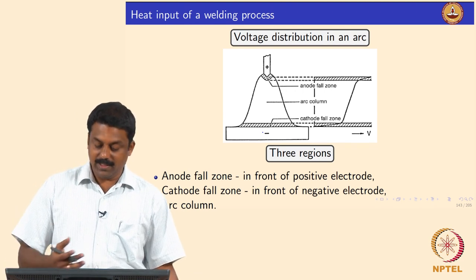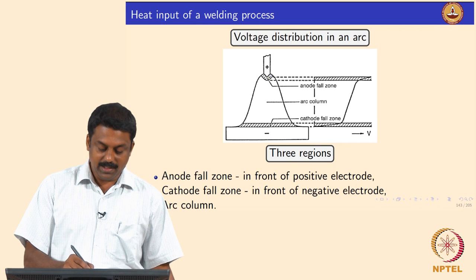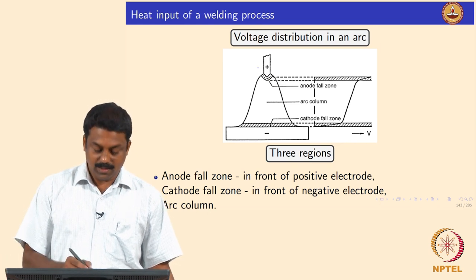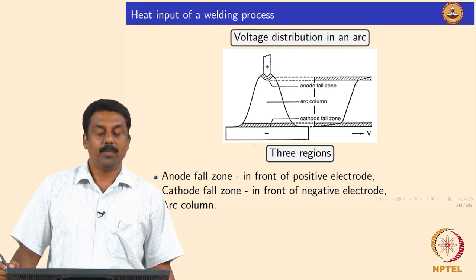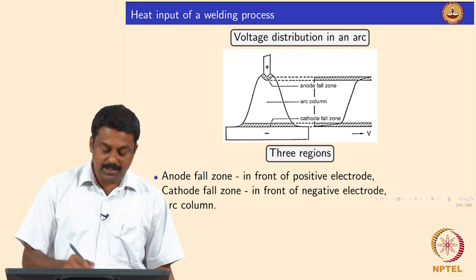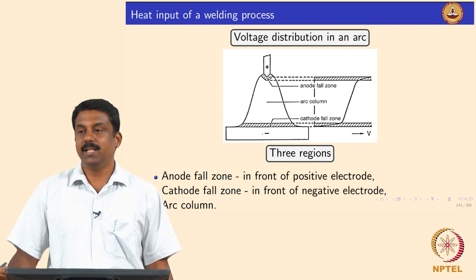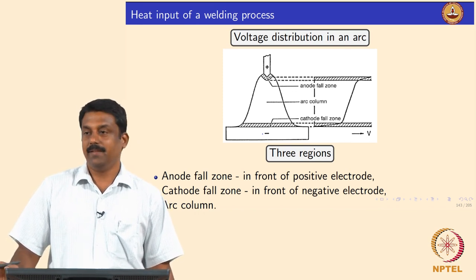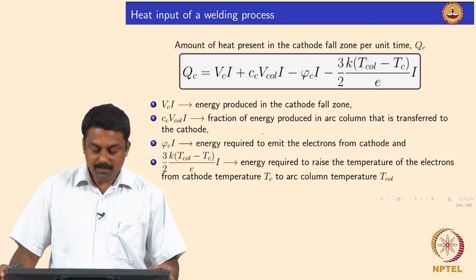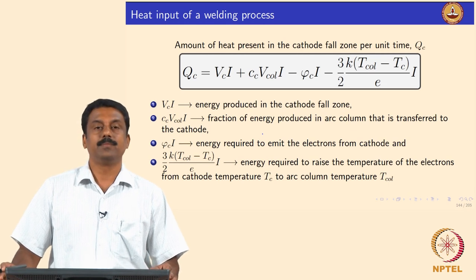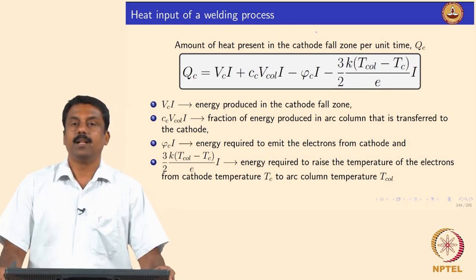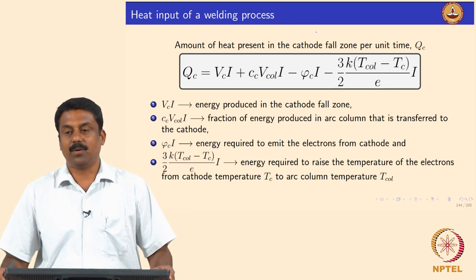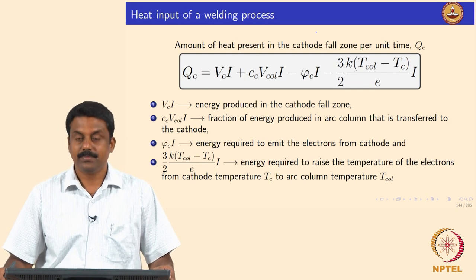We always know that we have three regions. One region is the anode fall zone, another region is the arc column, and the third region is the cathode fall zone. Suppose we know the heat generated in each of the three regions, we can then use simple heat transfer to calculate the efficiency. So, we can assume, imagine now, that the consumable electrode is a cathode.